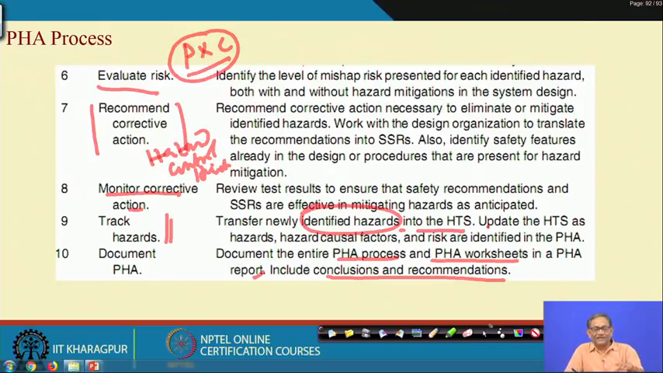So, these are guidelines on how to do PHA. What I told, obviously, these are descriptive. Once you read further, you will know what things are there, but please follow these steps, that is what is the issue here.